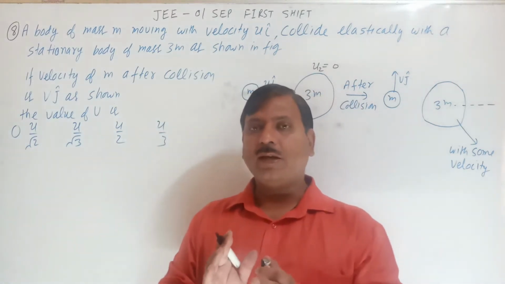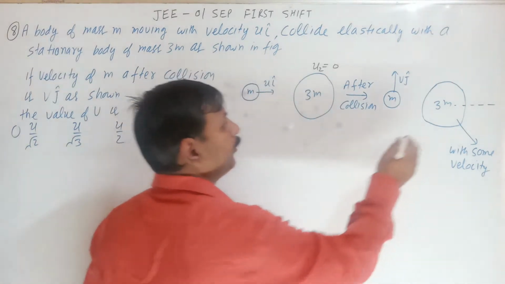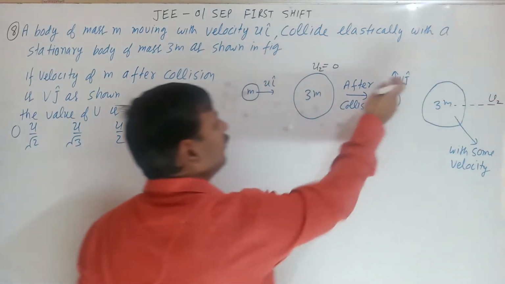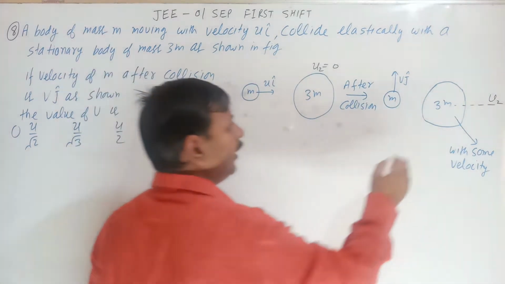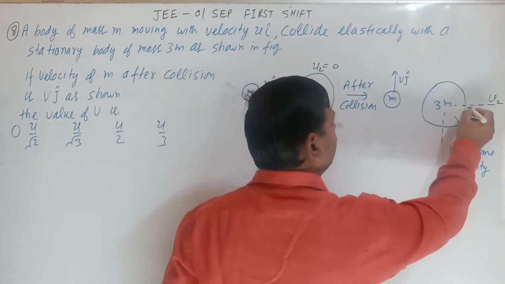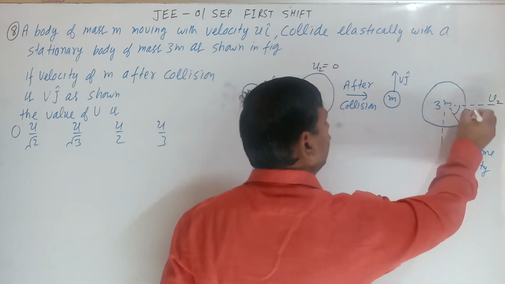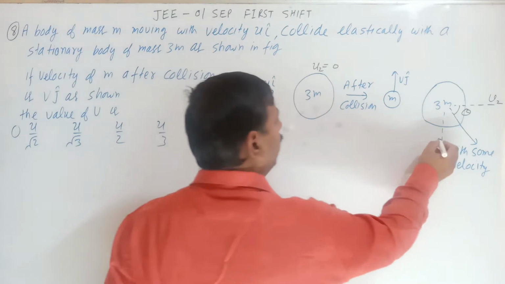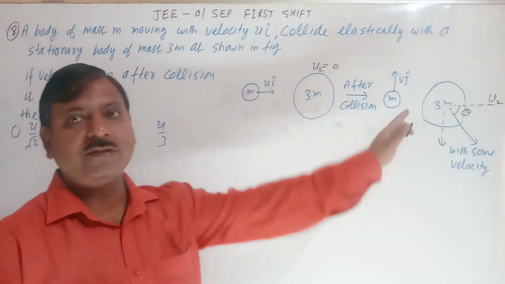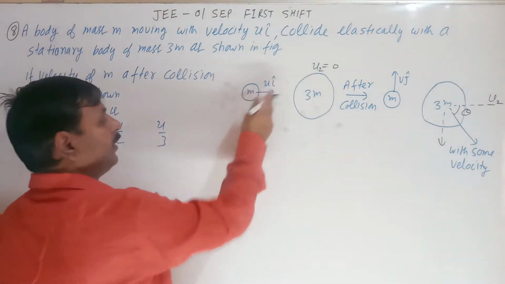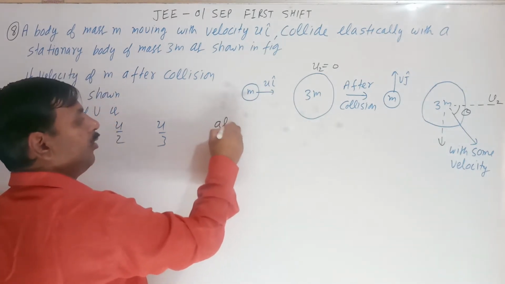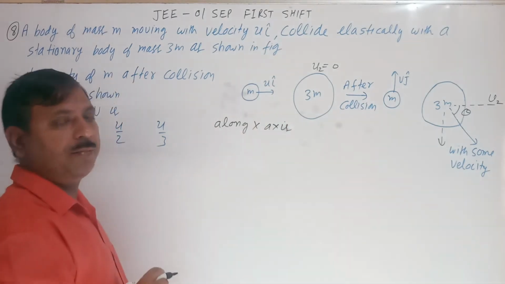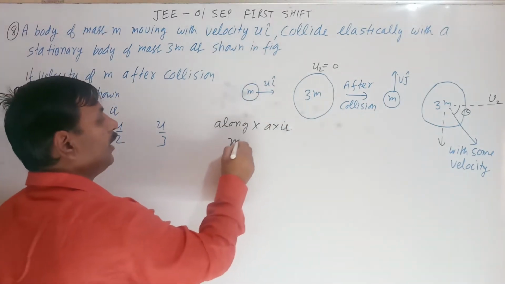Simple question but technical. See, suppose the velocity of the second body 3m I have taken as v2, v1 is v, and I have assumed that it makes an angle theta with the x-axis. So by law of conservation of momentum along x-axis, what happens?